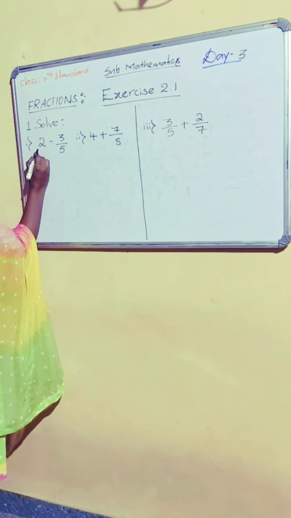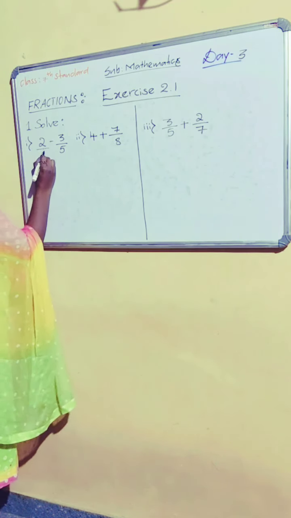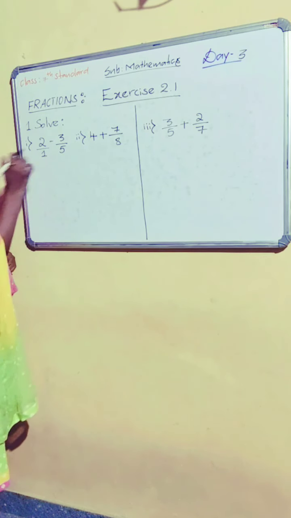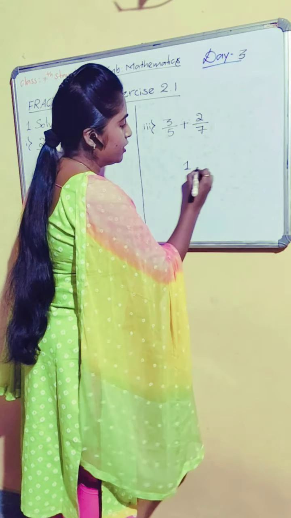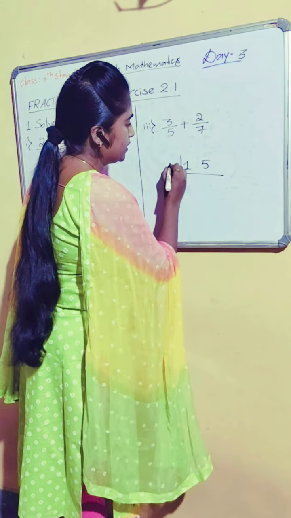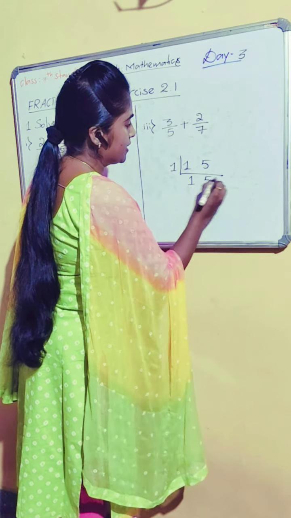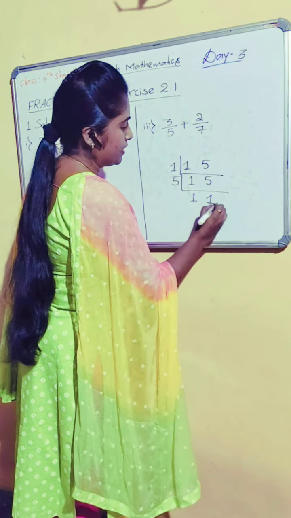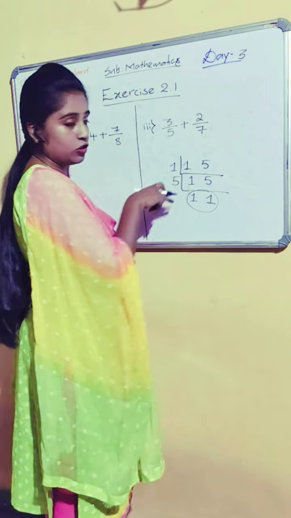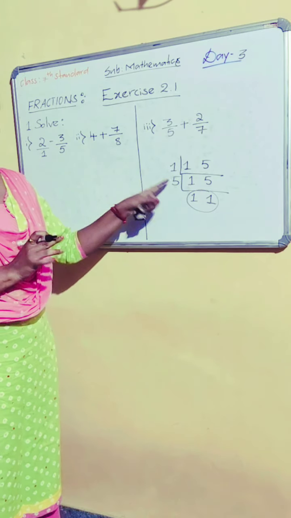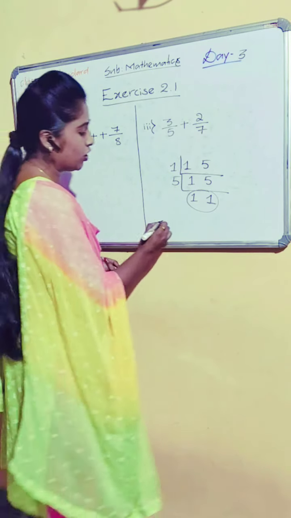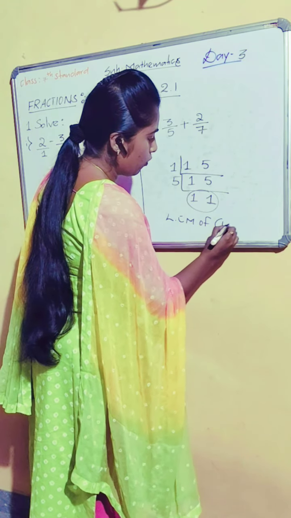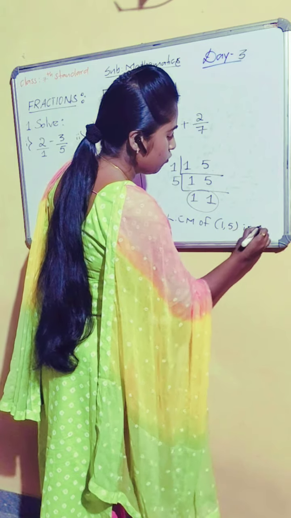If nothing is there, we have to assume there is a 1. So we have to take the LCM of the denominators. If I take the LCM of the denominators 1 and 5, since we have to get a common denominator, 1 into 5 is 5. The LCM of 1 comma 5 is 5.